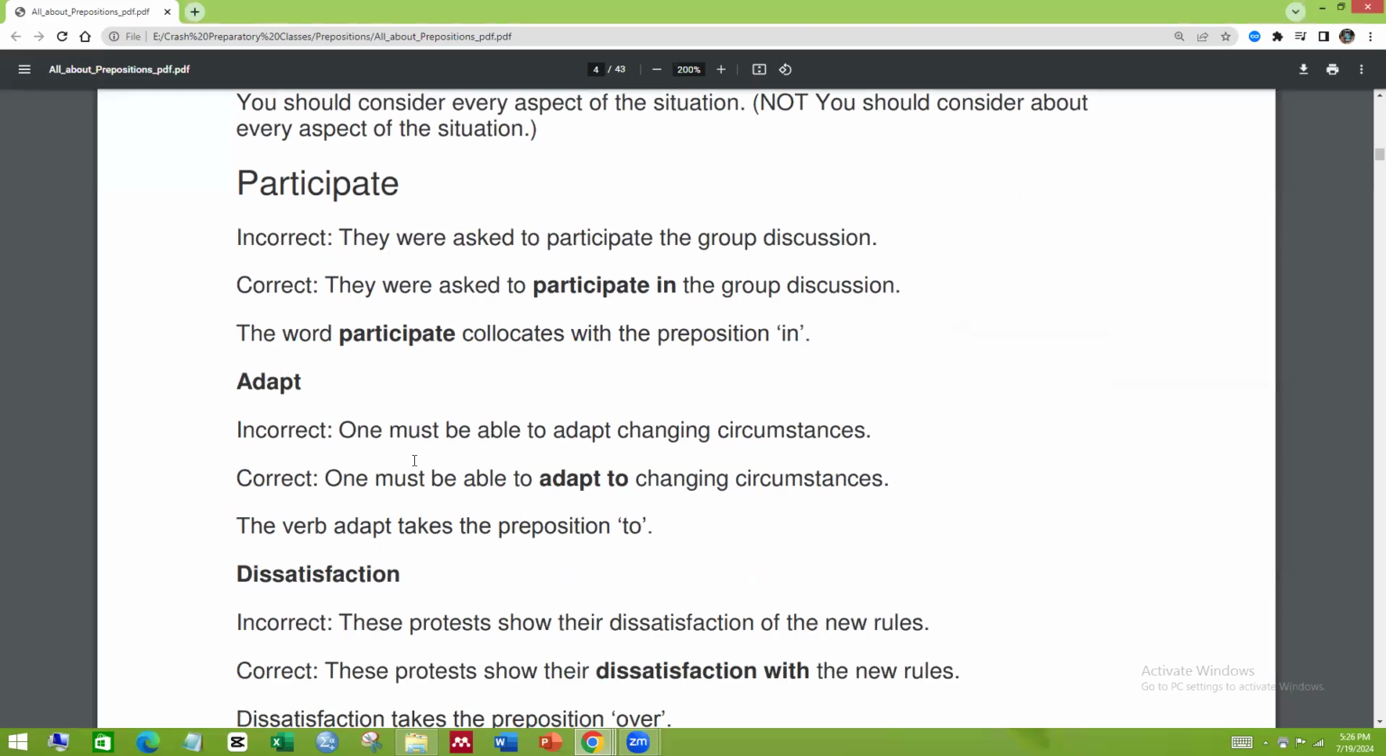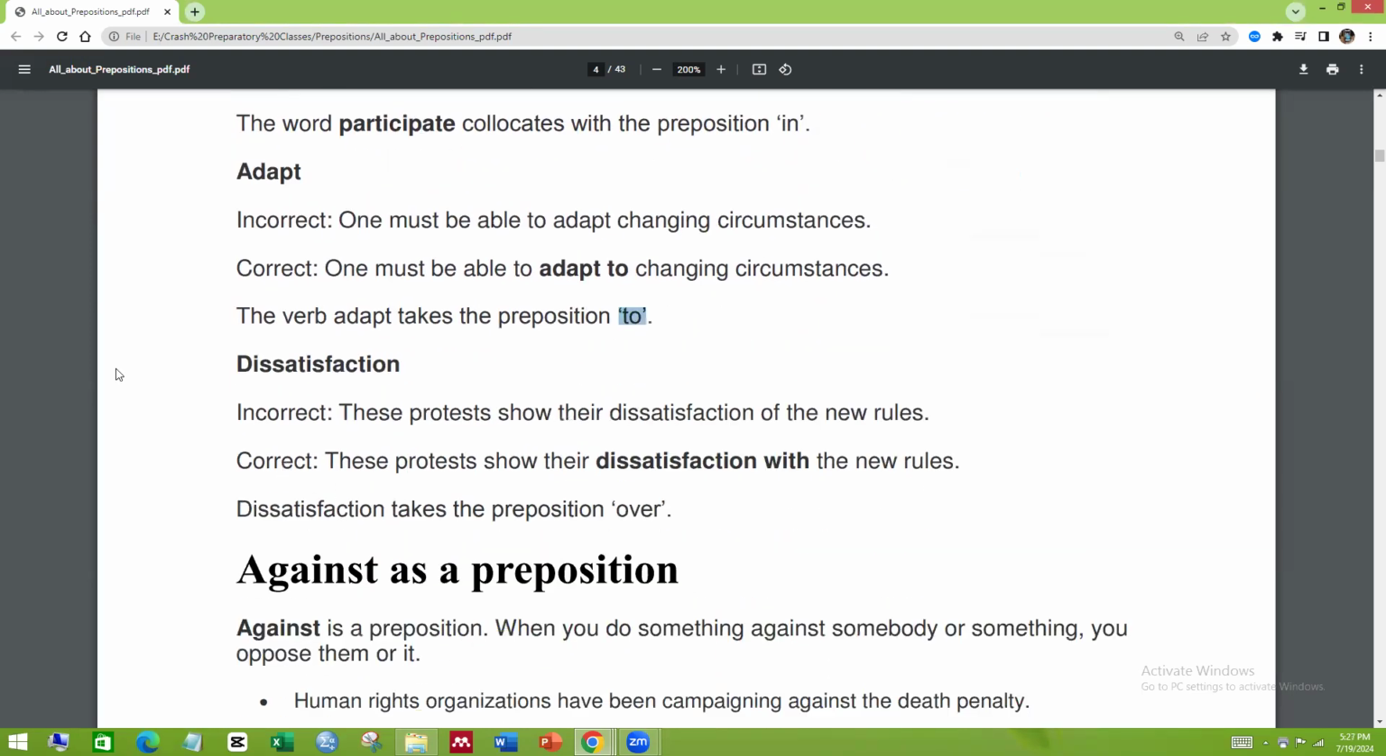After that is the word adopt. Its incorrect version is: one must able to adopt changing circumstances. The correct version is: one must be able to adopt to changing circumstances. The verb adopt takes the preposition to. After that is dissatisfaction. Dissatisfaction takes the preposition over. These protests show their dissatisfaction of the new rules. This will not be right, but its correct version is: these protests show their dissatisfaction with the new rules.